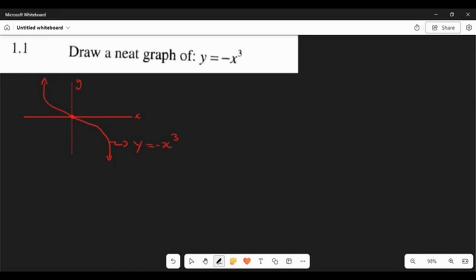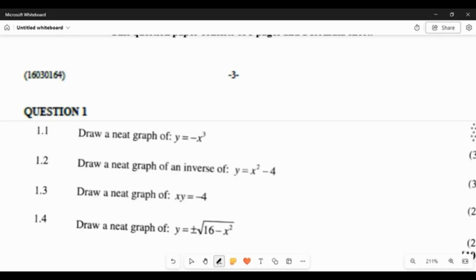Now that we're done with 1.1, how about we look at 1.2? Right, let's look at question 1.2. So this here, guys, is 1.2. As you can see, they want us to draw a graph again, but let me just copy this question and paste it somewhere where we'll have space, and let us do it.